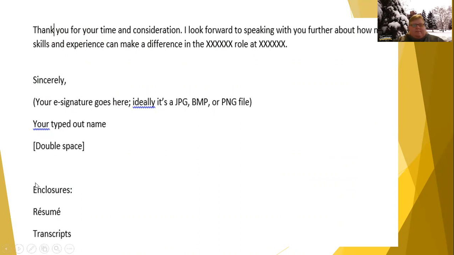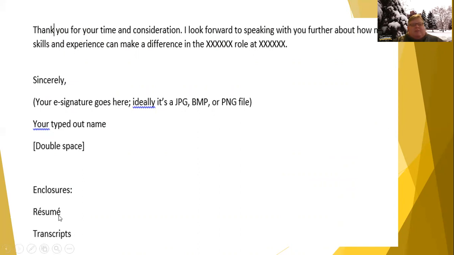Now, what I said about the enclosures was you only include this if you didn't put it in this paragraph. And you're going to list out every enclosure that you have. So it might just be a resume, it might be resumes, transcripts, and I don't know, a writing sample maybe for graduate school. That would be definitely something.